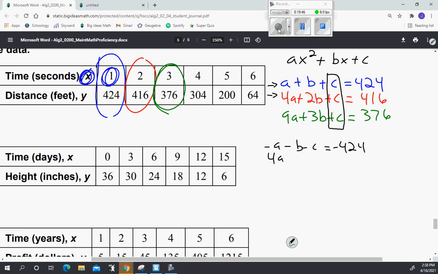That second equation is going to stay the same. 4a plus 2b plus c equals 416. Solve it. I get 3a plus b, c's cancel out, equals 8. Nope, negative 8.